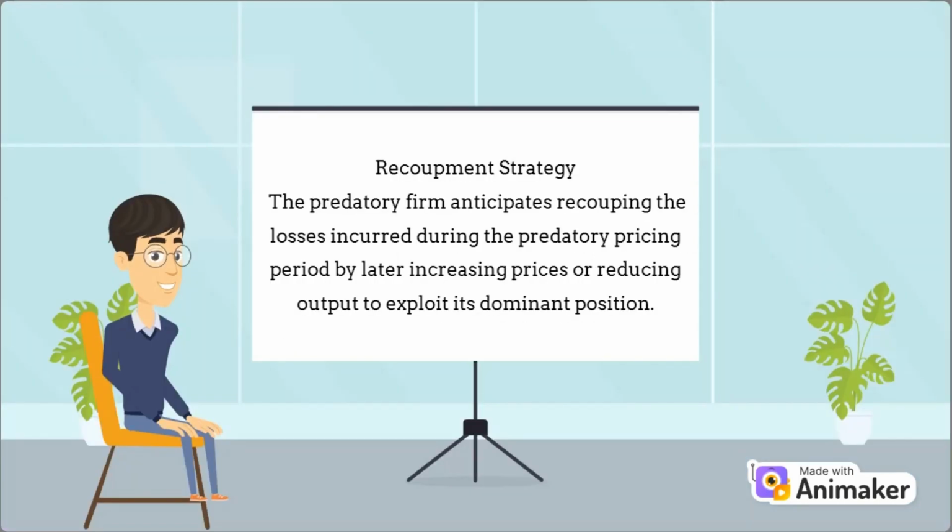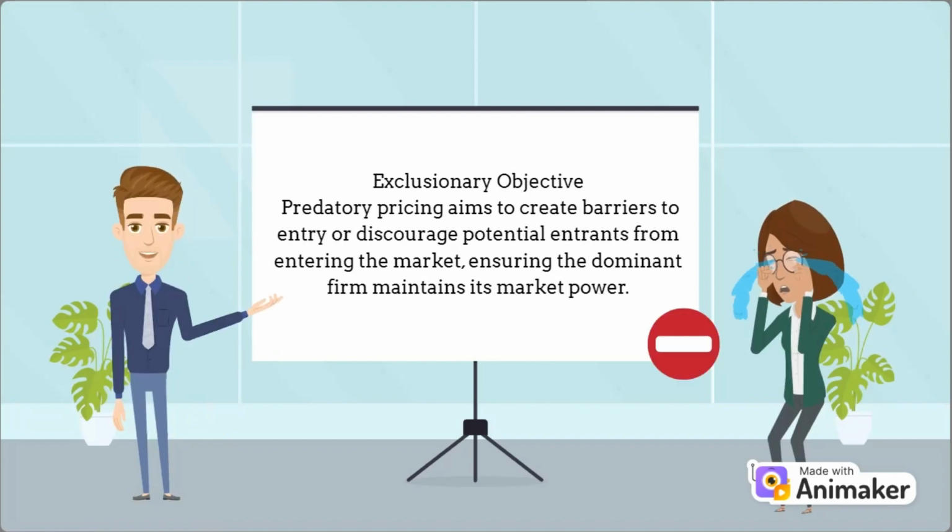Next is recoupment strategy. The predatory firm anticipates recouping the losses incurred during the predatory pricing period by later increasing prices or reducing output to exploit its dominant position. Besides, the 6th predatory pricing characteristic is exclusionary objective. This predatory pricing aims to create barriers to entry or discourage potential entrants from entering the market, ensuring the dominant firm maintains its market power.